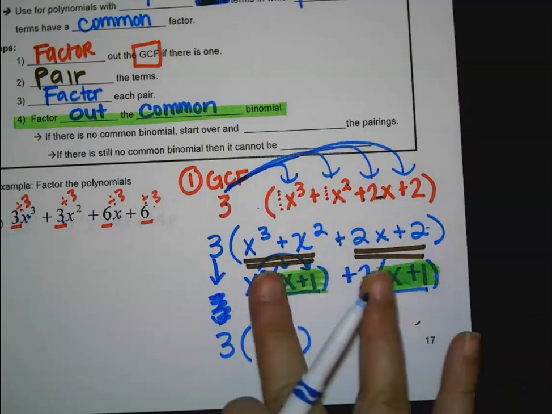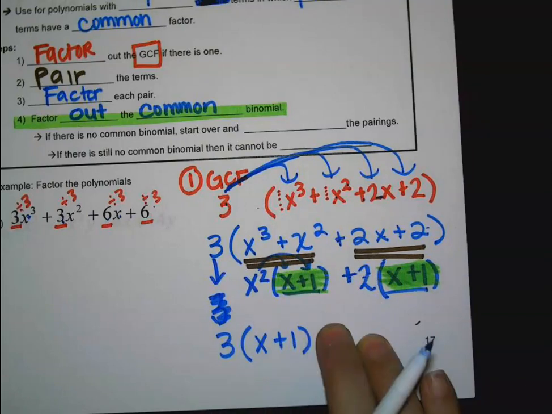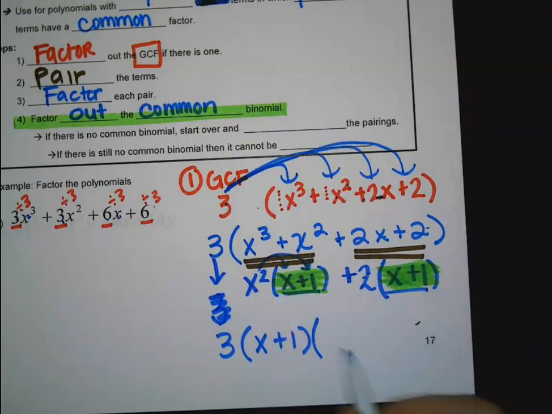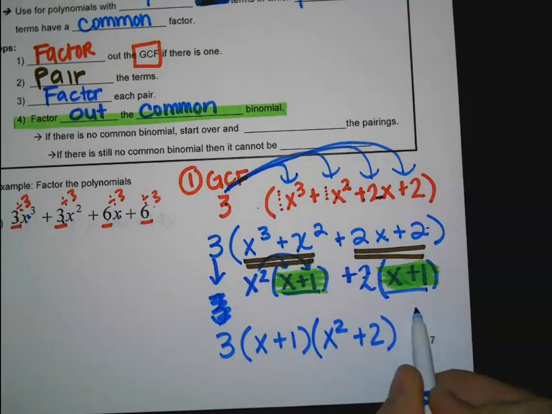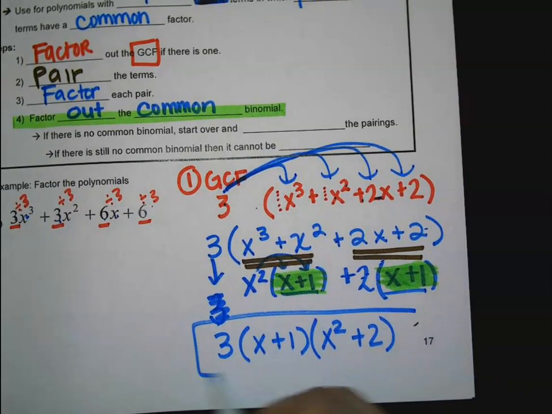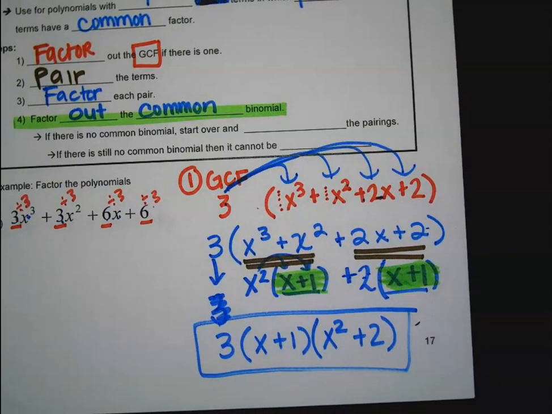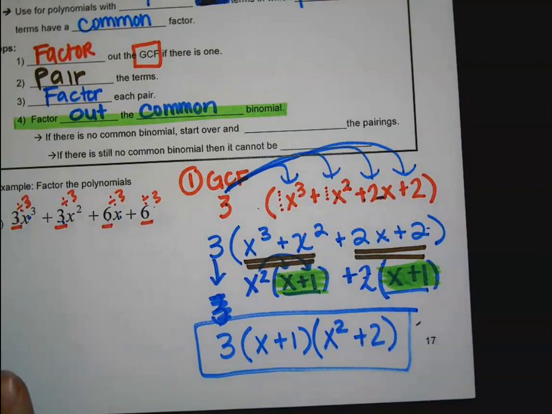And then you're going to put these two numbers together here. So you're going to put the x squared and the 2 together. And that is going to be your answer. So let's talk about why that works real quick.